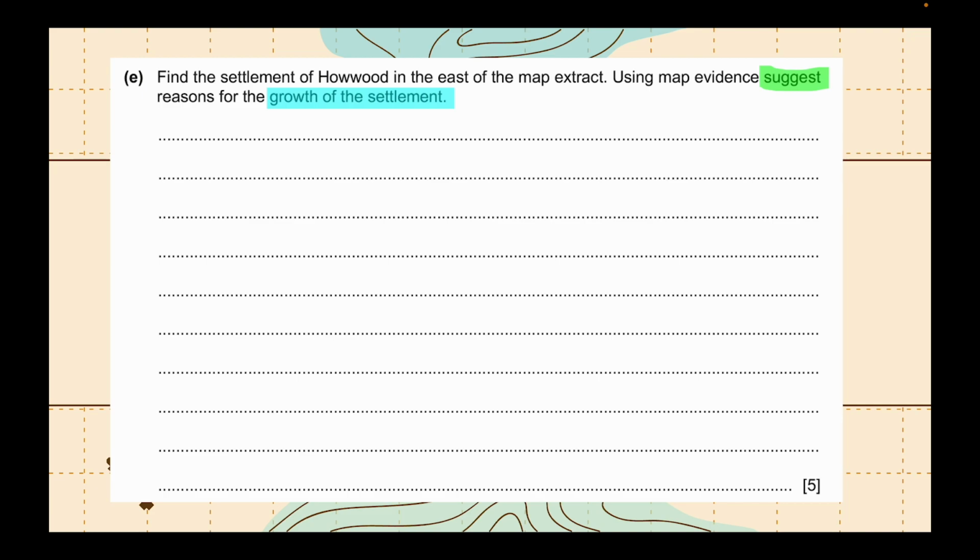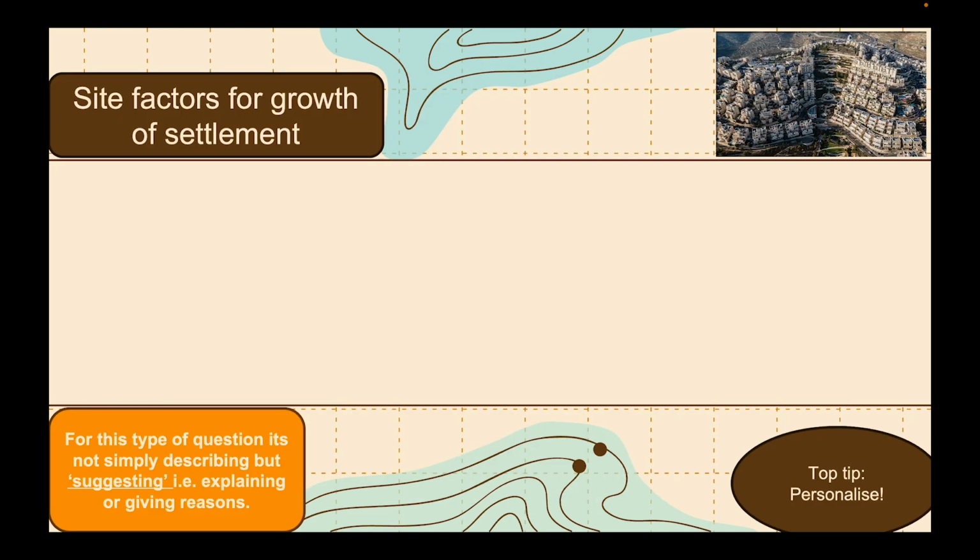So we're looking for settlement site factors, i.e. why has a settlement grown? For this type of question, it's not simply describing, but we are suggesting, i.e. explaining or giving reasons why a settlement has grown. The easiest thing to do is just personalize this. Think back to your own settlements, certainly if you live in a large city, or even a small city or a large town. Think, how has it grown from a self-sufficient, probably farming community to the size it is now? What are some of the factors?